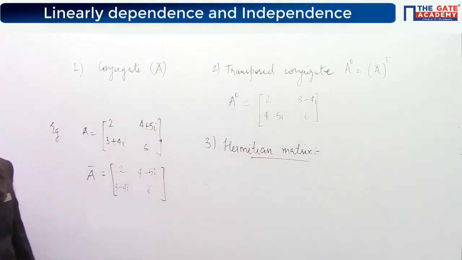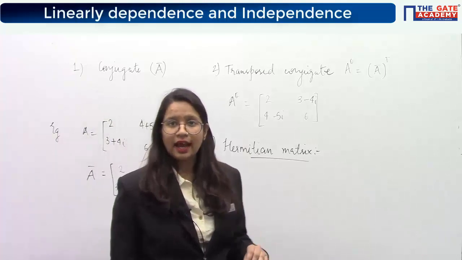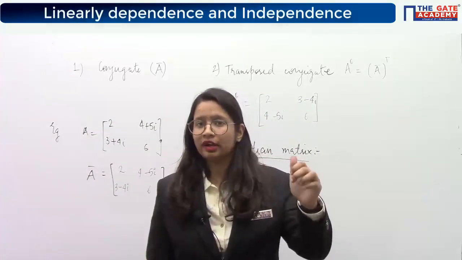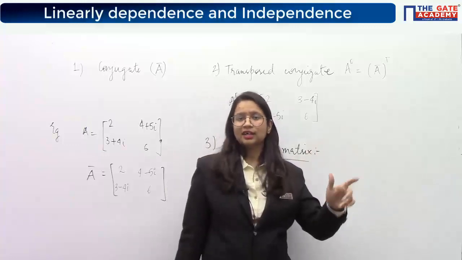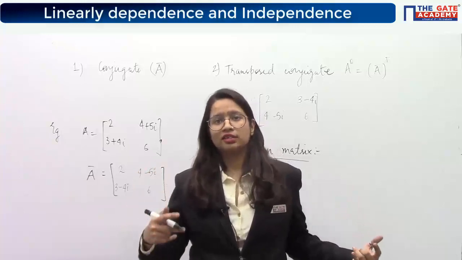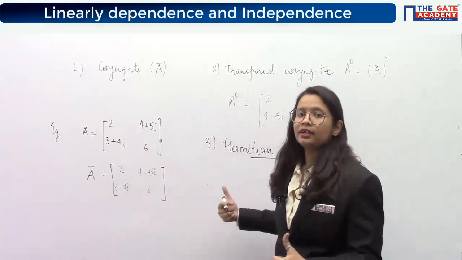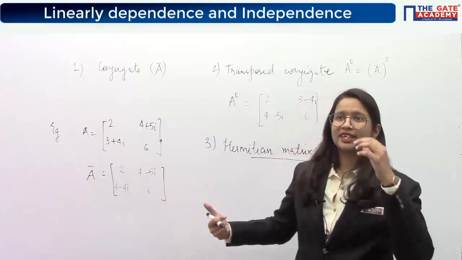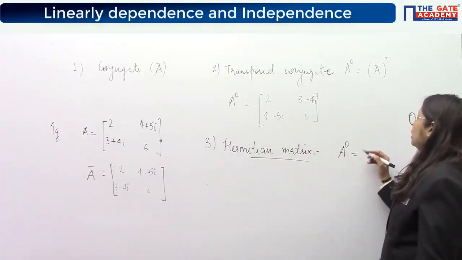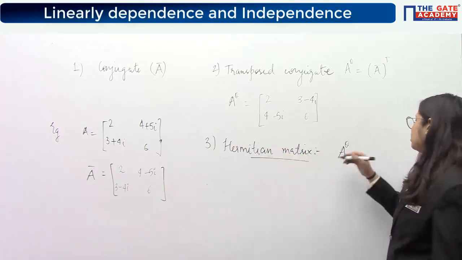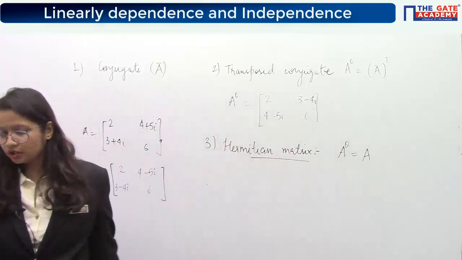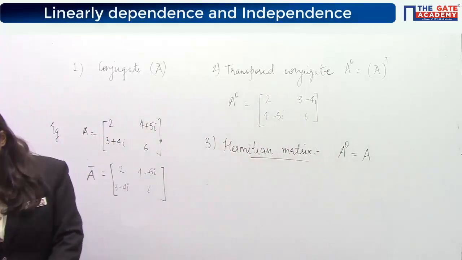In the case of real matrices, we have a special type of matrix which is known as the symmetric matrix. What is a symmetric matrix? We have discussed it in the previous class. The matrix for which the transpose is equal to the matrix itself is the symmetric matrix. Similarly, for complex matrices, we have the Hermitian matrix, which means A theta, the transposed conjugate, is equal to the matrix itself. Understood or not? This is the Hermitian matrix.